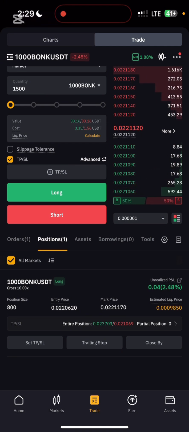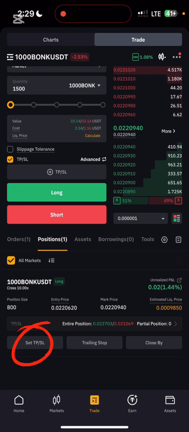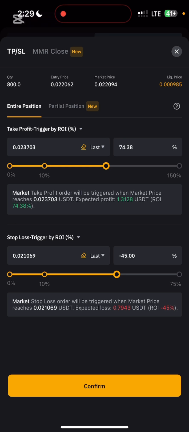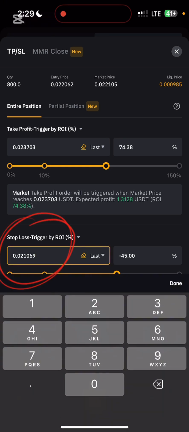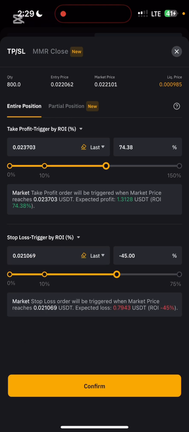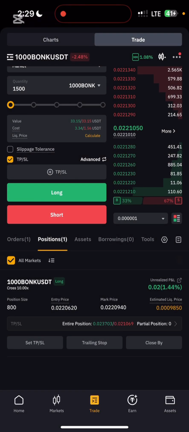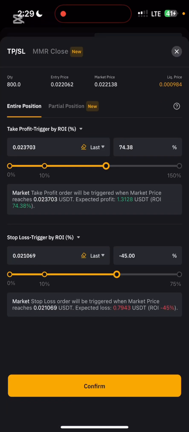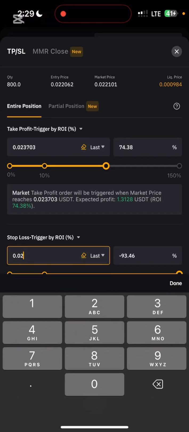So if you're asked to break even a trade, or to move stop loss to break even, what you are going to do is click on this set TP and SL. Then you go to the initial stop loss you placed. You go to your entry price, you understand. Your entry price is 0.0220620, so you come here and put it here.